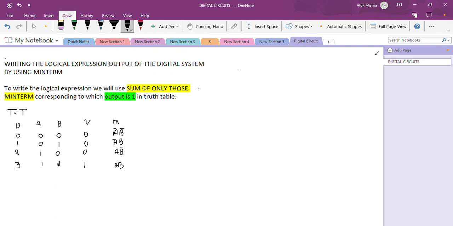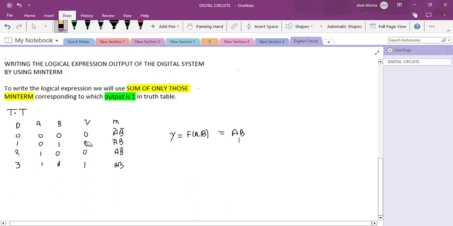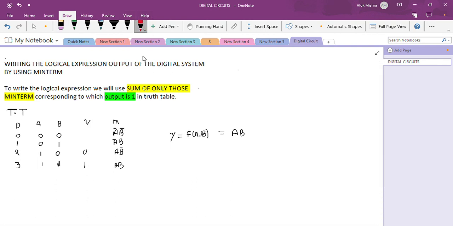Now read the definition one more time. To write the logical expression, we will use sum of only those minterm corresponding to which output is 1 in TT. So what is the output for this in terms of minterm? Very good. AB, right? That is the final answer. Suppose I'm giving you one here also, then what's the final answer then? A bar B plus AB.